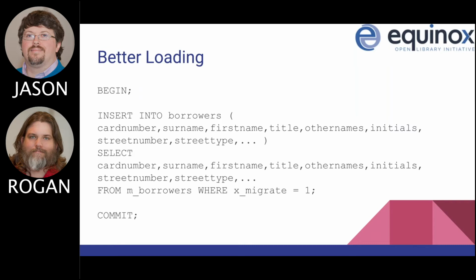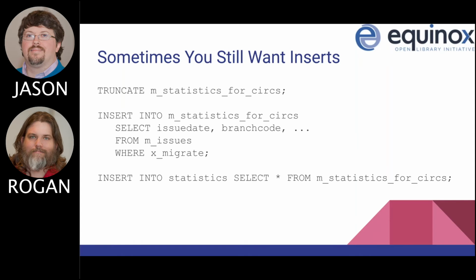But this works. So you have your staging table, you've done all your mapping, and you just insert into the production table the same columns in the same order, and you flag it where you're just doing the ones that are supposed to migrate. So possibly a subset of what's in the staging table. So we were talking about staging tables, but sometimes we do still want to insert directly into things.